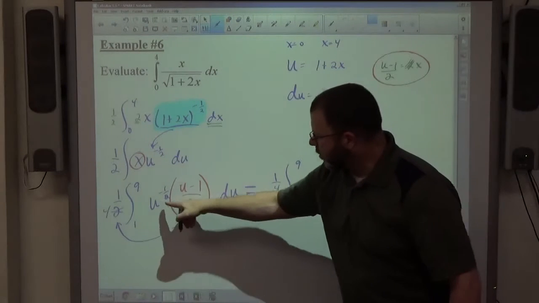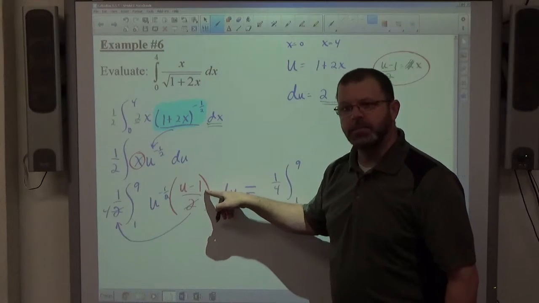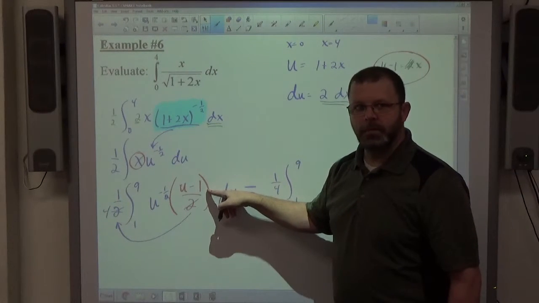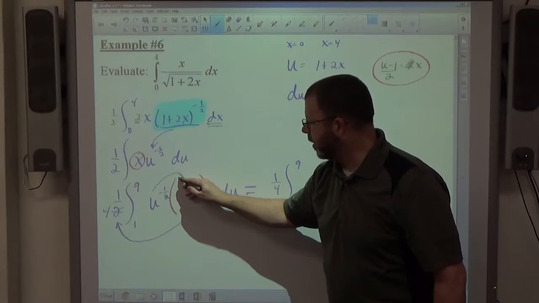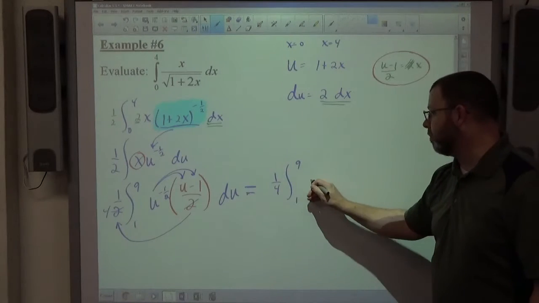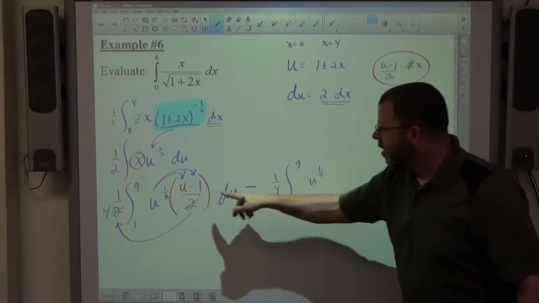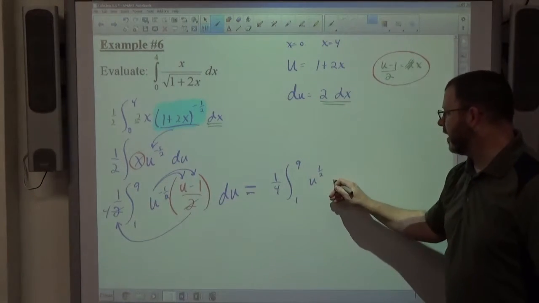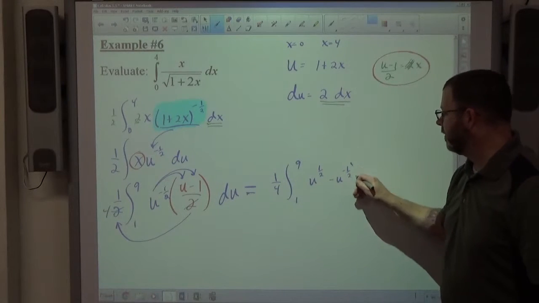Then if you take a look at this, we have a single object times a binomial, so we do a distributive property. If I do u to the negative half times u, I'm going to get u to the positive half. U to the negative half times negative 1 makes negative u to the negative half du.